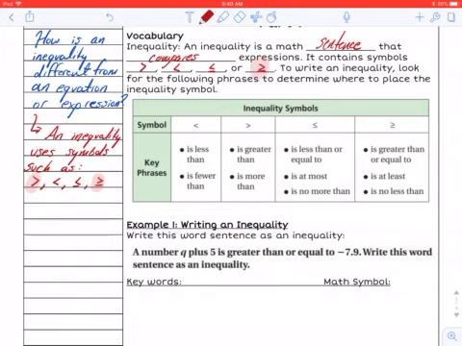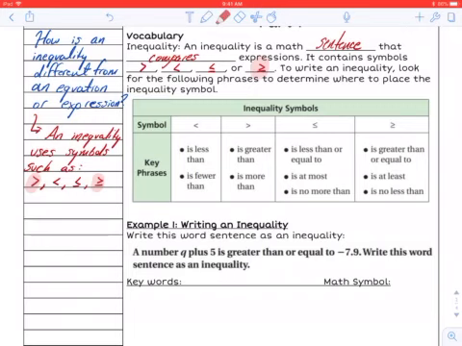So some of the key phrases that you're going to have to keep an eye out for, this is where, like I said last semester, we're going to start getting into a lot more word problems. And so inequalities basically are all going to be word problems because we're going to be keeping an eye out for keywords that are going to tell us what kind of symbols we're going to use.